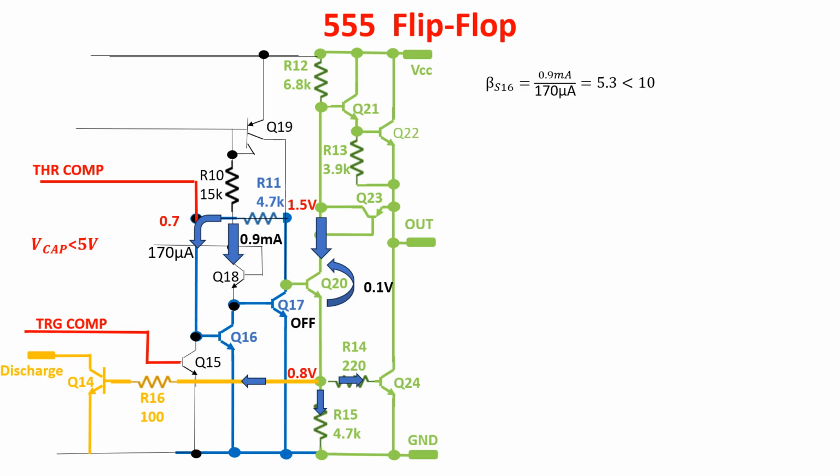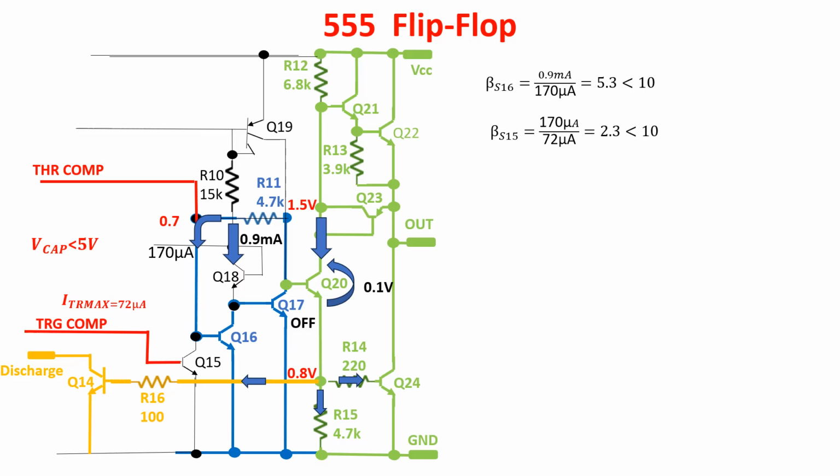If the voltage across the external capacitor is less than 5 volts, the trigger comparator provides an increasing current to Q15 up to 72 microamps. Q15 starts to draw current from the base of Q16, but at most it can draw 170 microamps, and the ratio between 170 and 72 is 2.3, much less than 10, so we are sure that the current coming from the trigger comparator is enough to force Q15 in saturation.